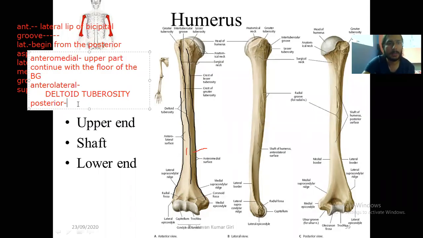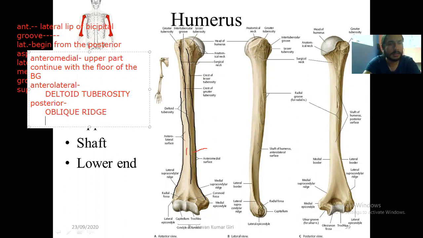Now in the posterior surface, you will see two features here. In the middle part you will see the oblique ridge and the spiral or radial groove. Here you can see the radial groove. That is the groove for the radial artery and the radial nerve. There is a linear depression, so that is the radial groove.